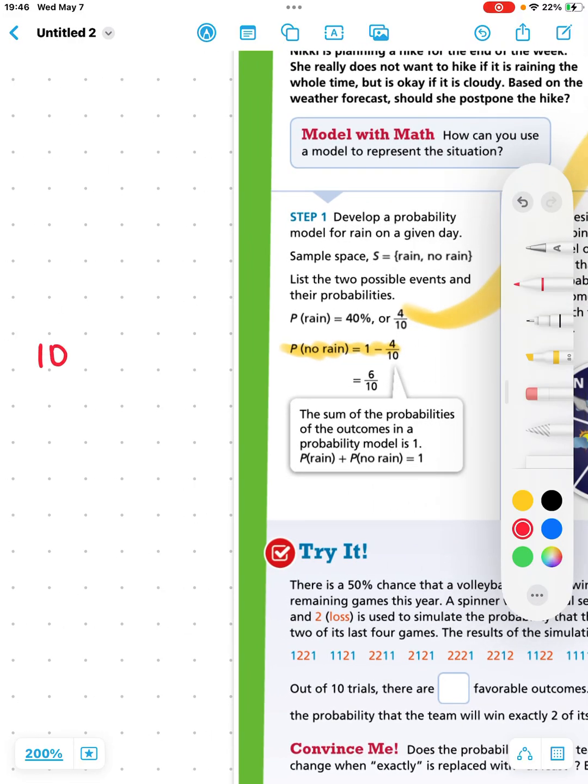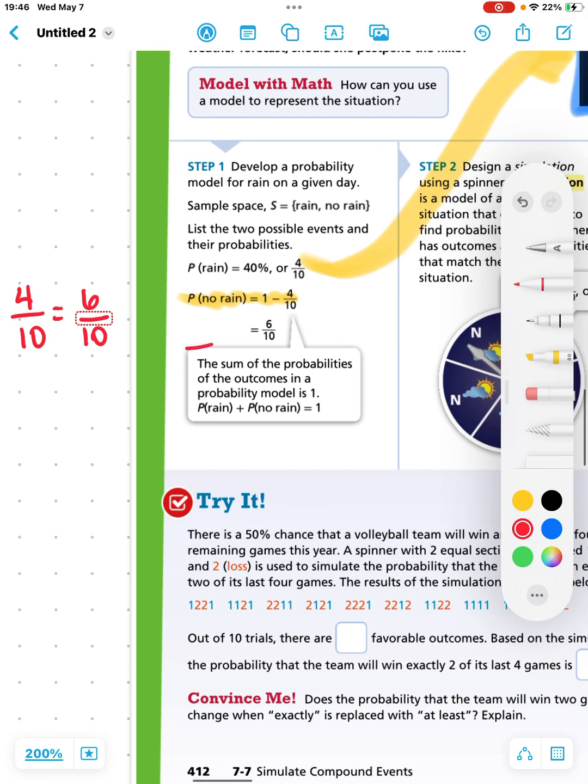But just keep in mind, to subtract fractions, you need to have that common denominator. So this 1 would represent your 10 out of 10. That is your 1, and that's how they got that 6 out of 10 probability for that no rain. And then it even gave you that little tidbit of information as well.